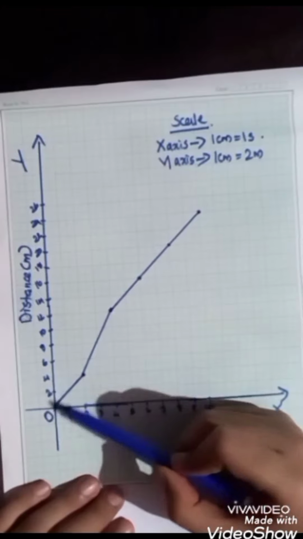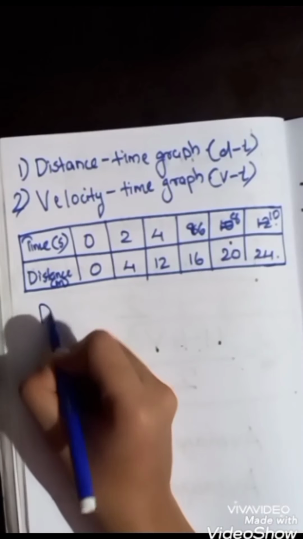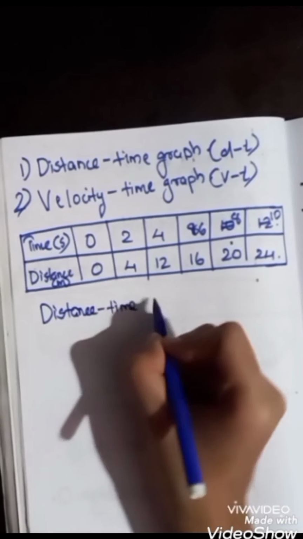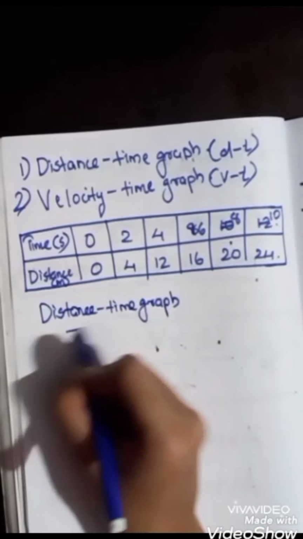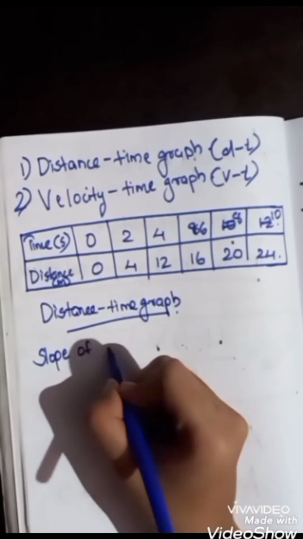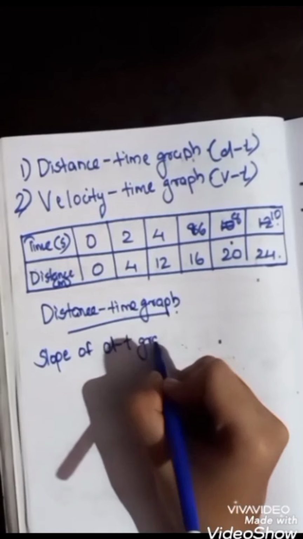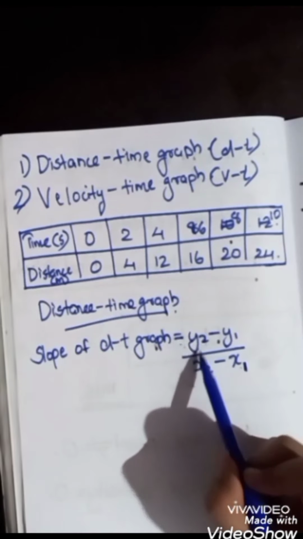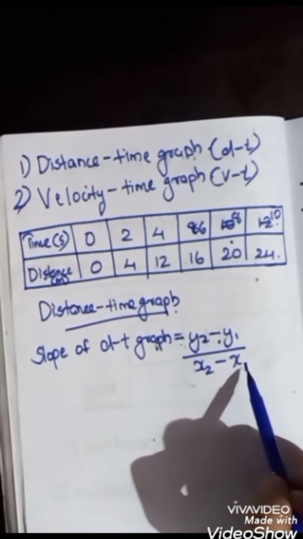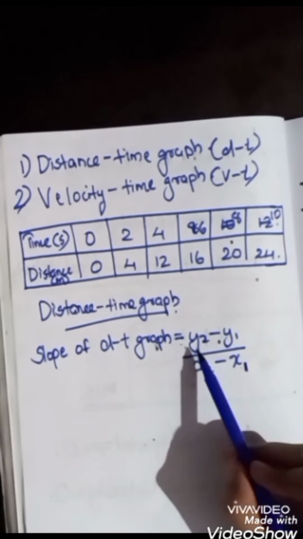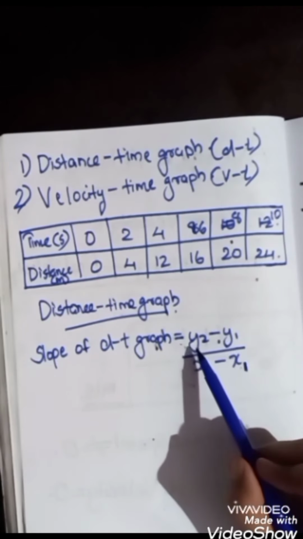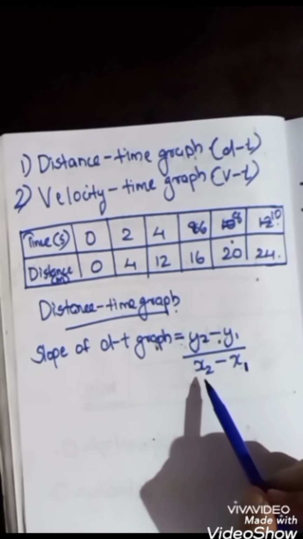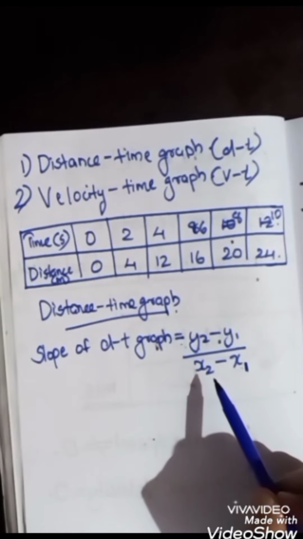We can find the slope of this distance time graph. In mathematics, you have already studied how to find the slope of a graph, that is (y2 minus y1) by (x2 minus x1). Here y1 and y2 are the 2 points on the y-axis and x1 and x2 are the 2 points on the x-axis.